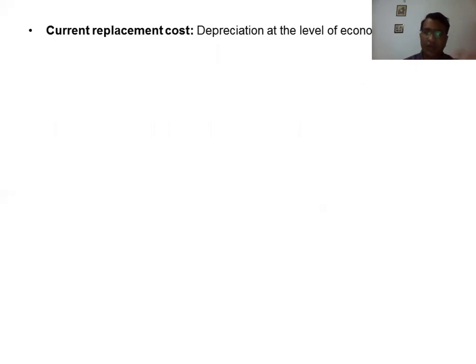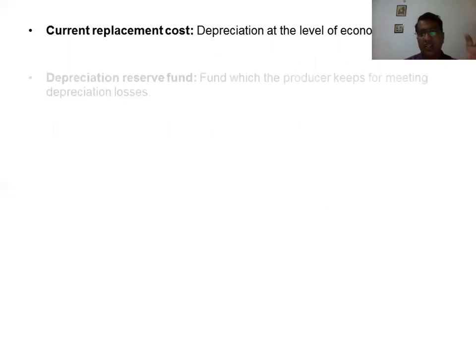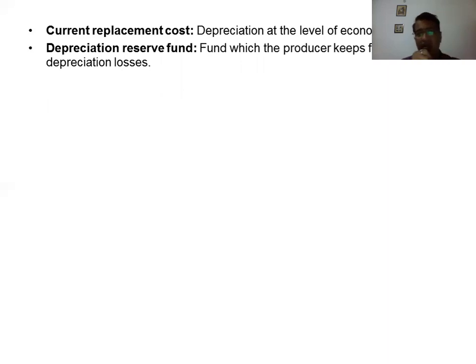Now, depreciation at the level of the economy in a particular year is called current replacement cost. The depreciation reserve fund is the fund which the producer keeps for meeting the depreciation loss. Against this loss, if producers keep some fund to meet that depreciation loss, it is called a depreciation reserve fund.